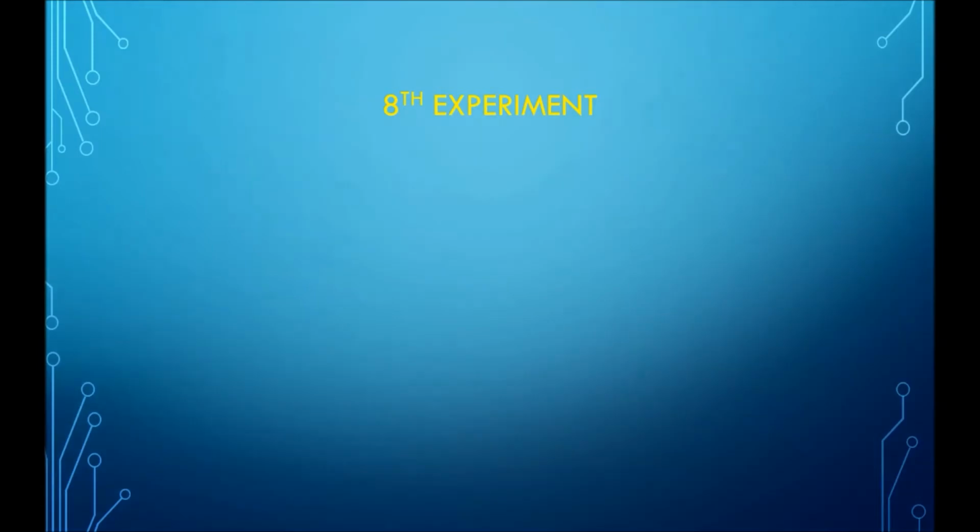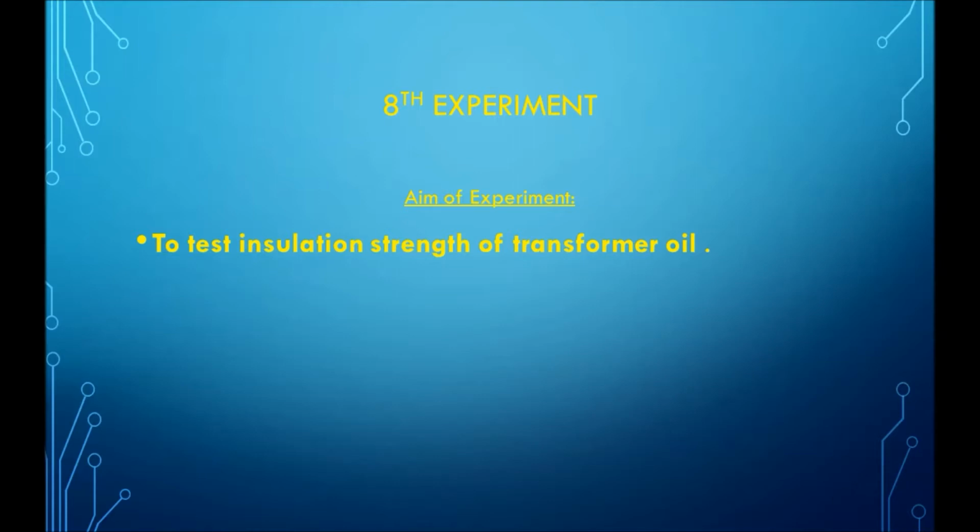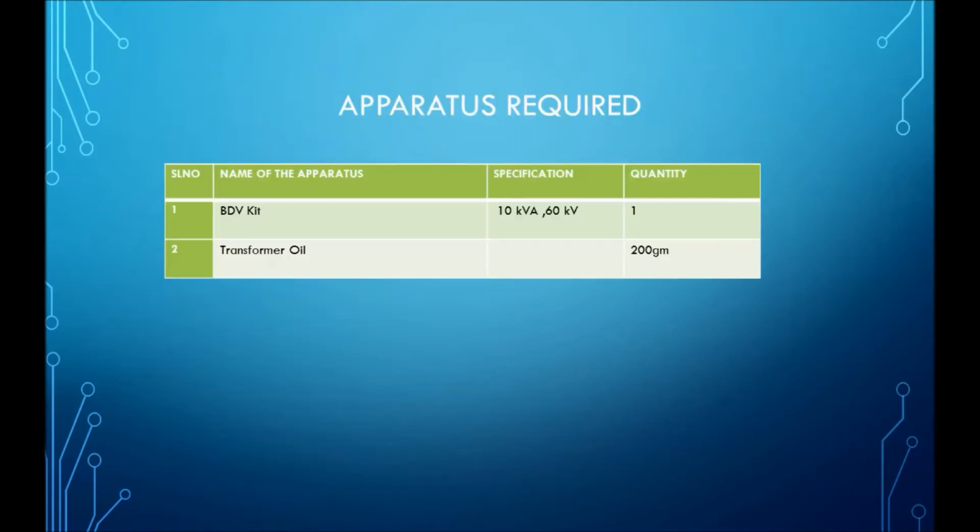This is the 8th experiment. Aim of the experiment: to test insulation strength of transformer oil. Apparatus required: BDV kit 10 kVA, 60 kV, transformer oil 200 gram.